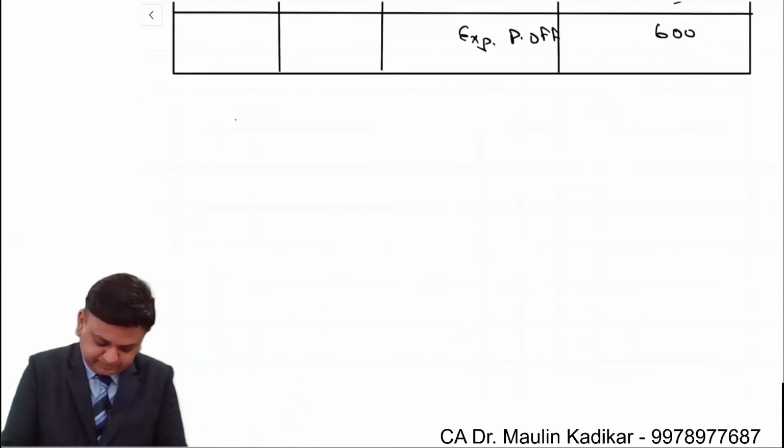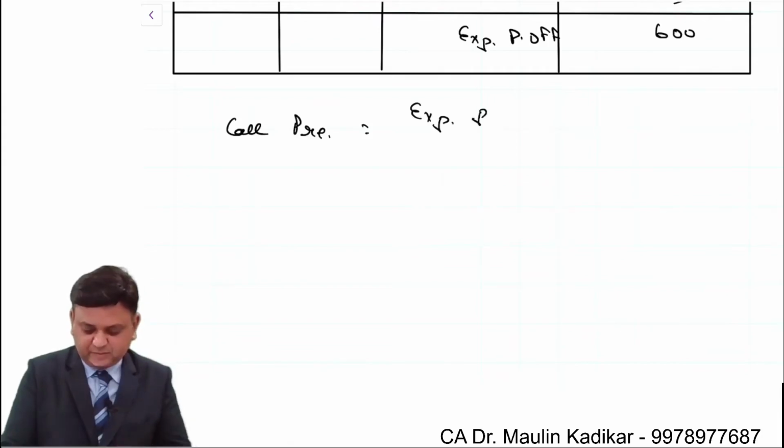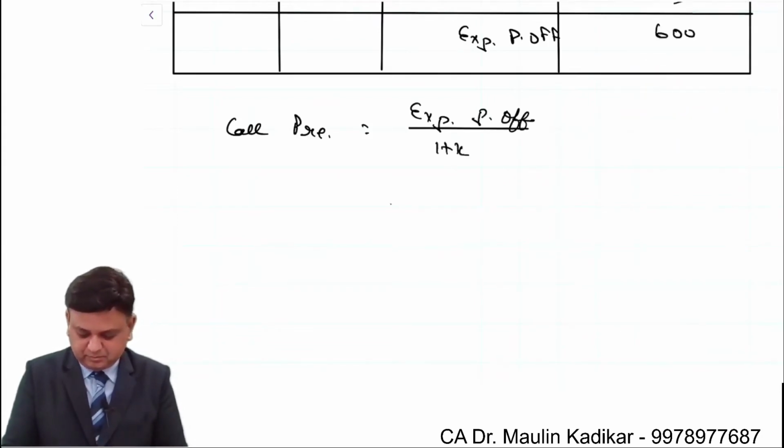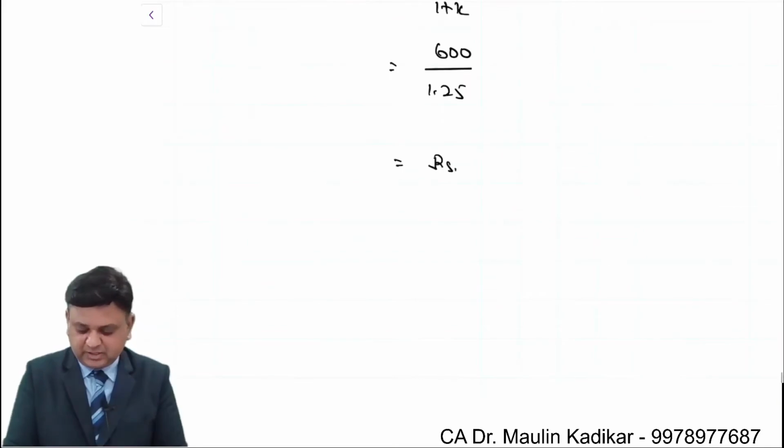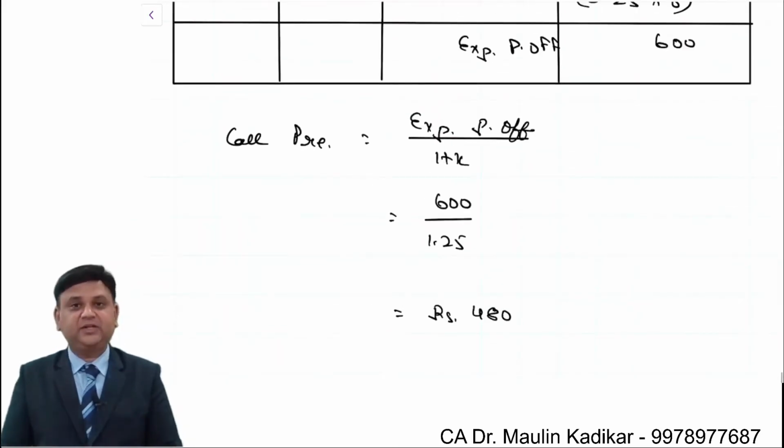Return answer, call premium. It is expected payoff divided by 1 plus gain. So it is 600 divided by 1.25. That comes to rupees 480. That is the way the call premium can be found.